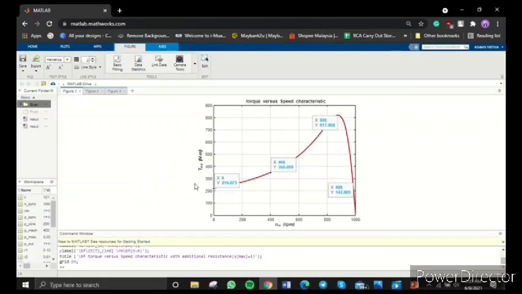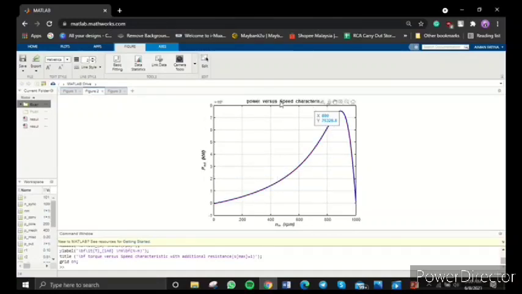So this is our figure 1. This is the starting torque, which is at 0 RPM. The torque is 219 Nm. At 400 RPM, equal to 40%, the torque is 350 Nm. This is the pull out torque, which is at 880 RPM. The torque is 117 plus minus, and then this is the full load, which is at 990 RPM. The torque is 142.